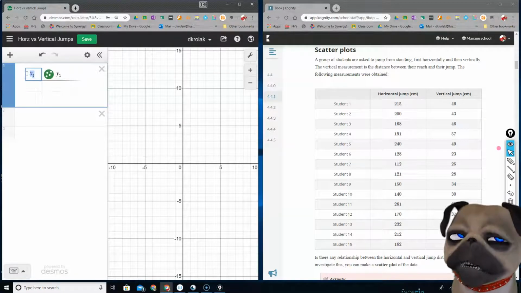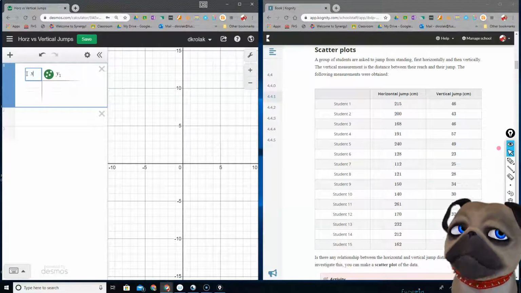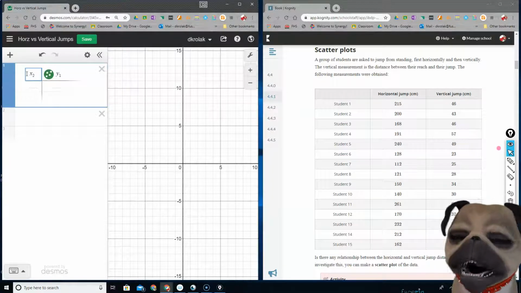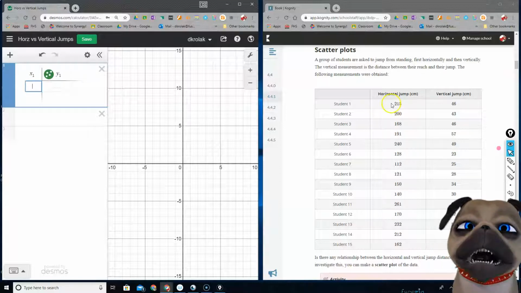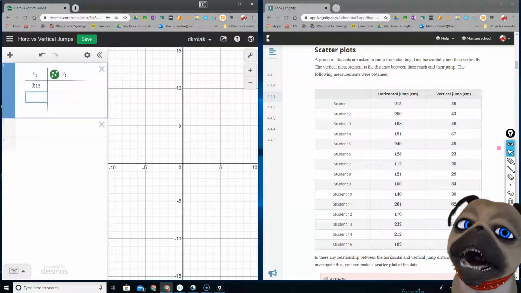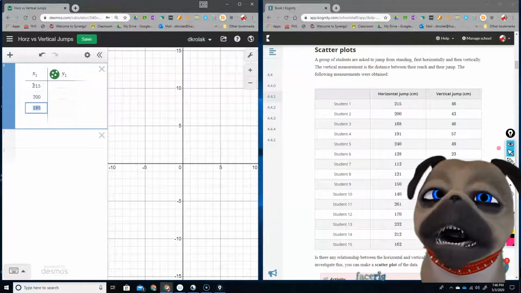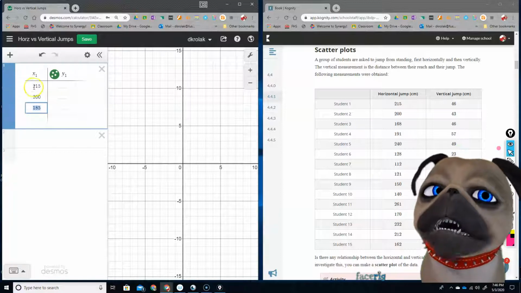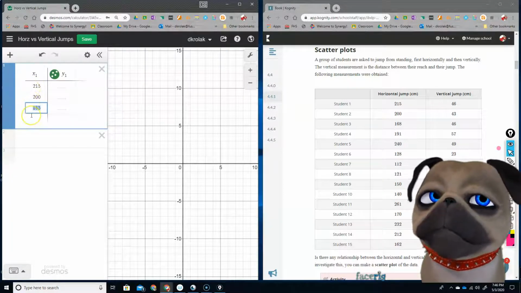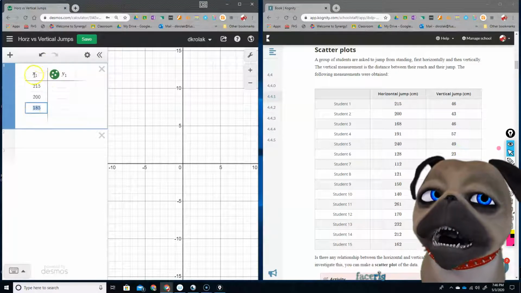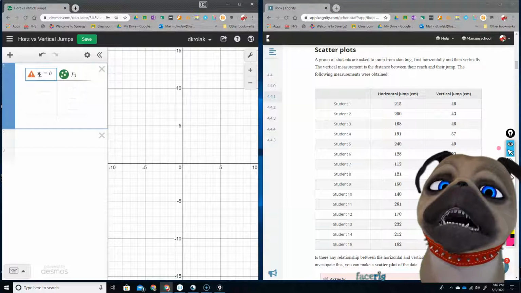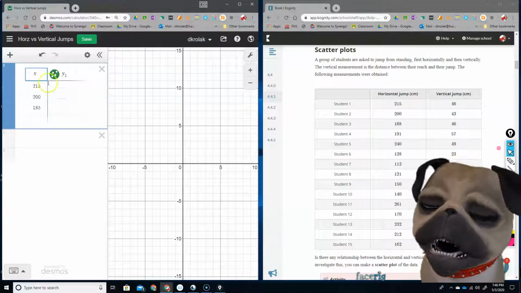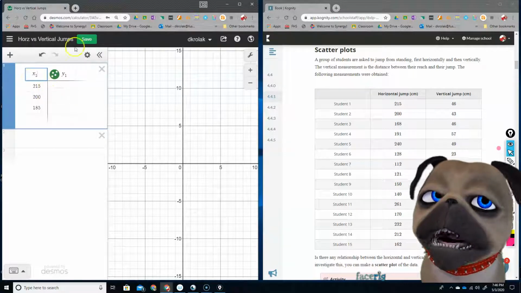And to do that, if I had a different column and I wanted to make it an x2, I just type x2. All right, so we're just going to leave it as x1. What I want you to do is go through and type in the value, hit enter, type in the next value, and do that, putting your horizontal jumps in your X column and your vertical jumps in your Y column. And I'll see you back in a couple of minutes.